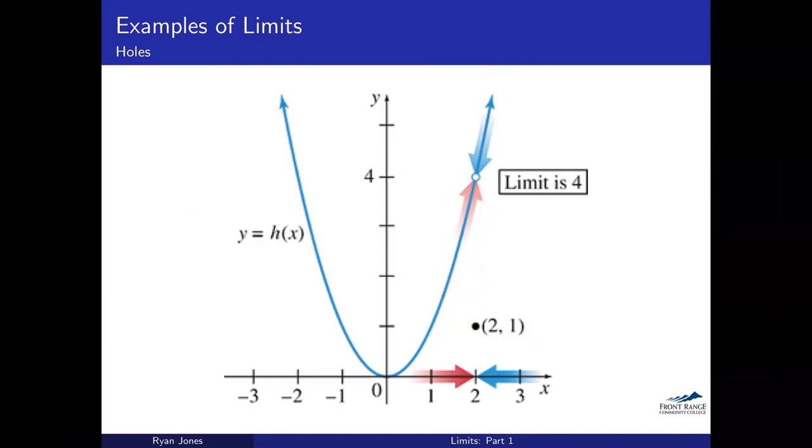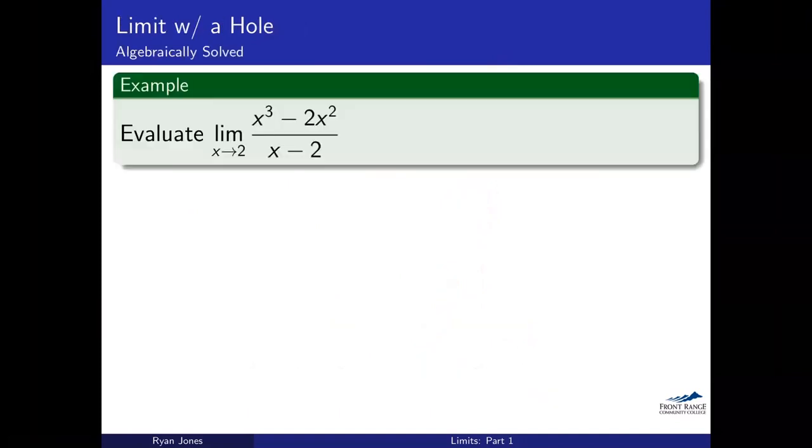Let's go ahead and look at an algebraic limit here. So we're going to look at this limit as x approaches 2, and we're going to have a rational expression here: x cubed minus 2x squared divided by x minus 2. And what I hope you see here is if we're going to do this algebraically, we've got to be a little clever. And the reason I mentioned doing this algebraically is because doing this graphically would be tough.